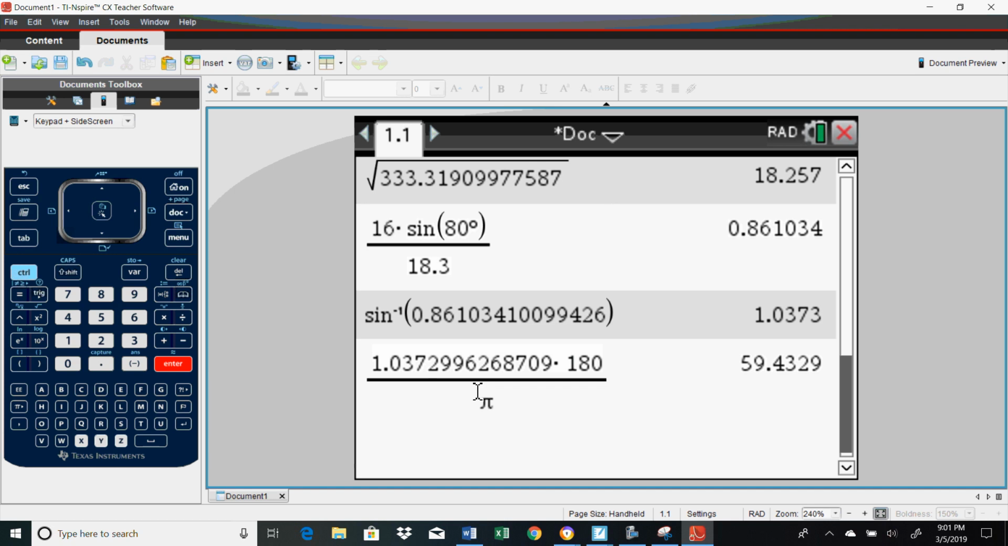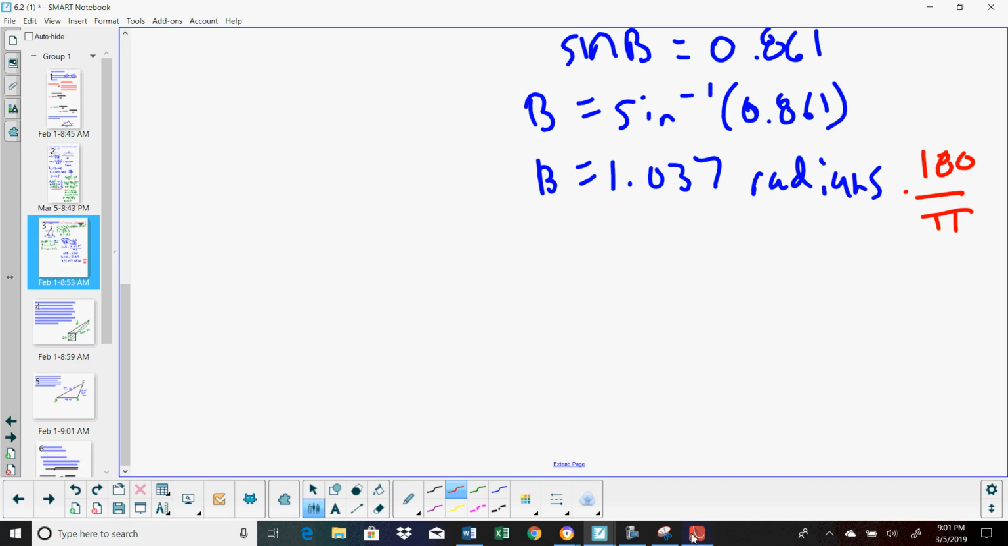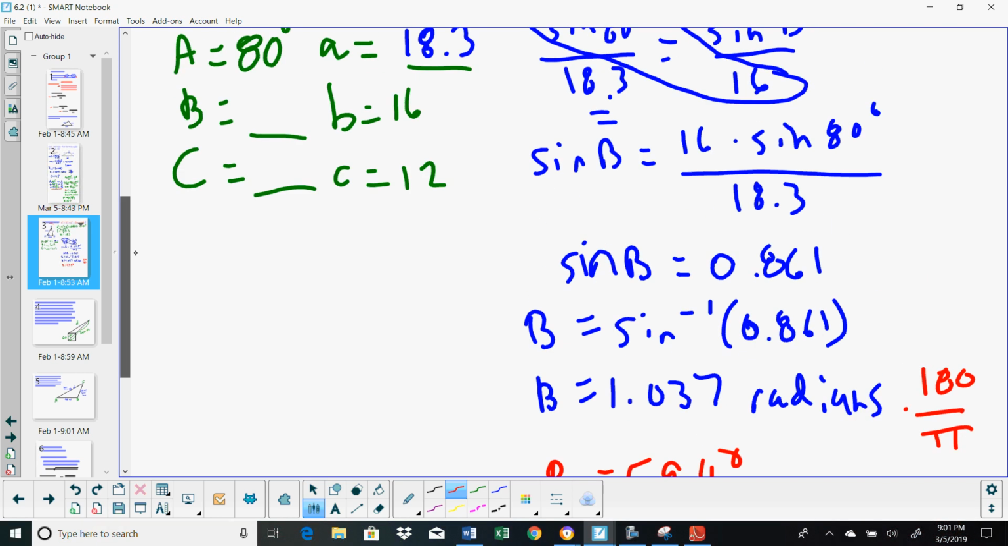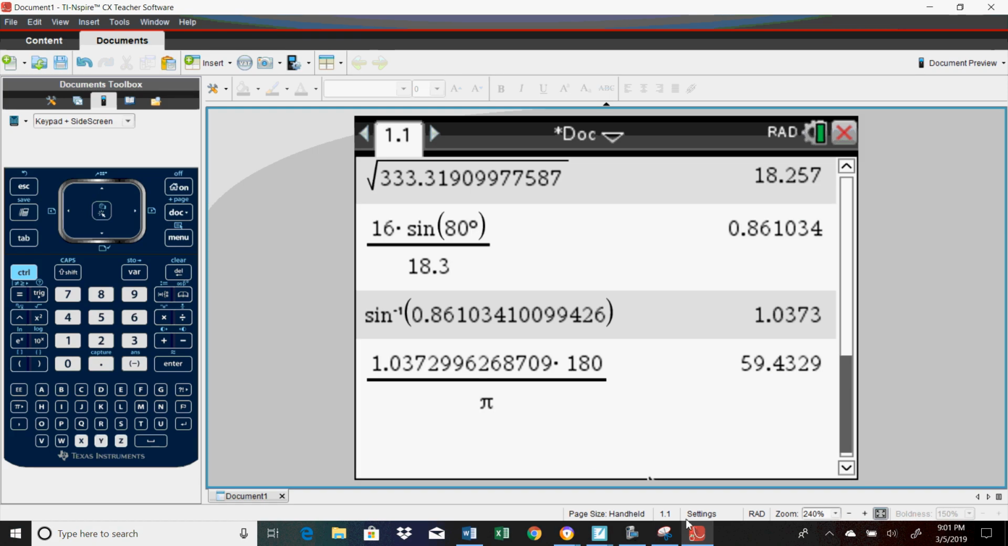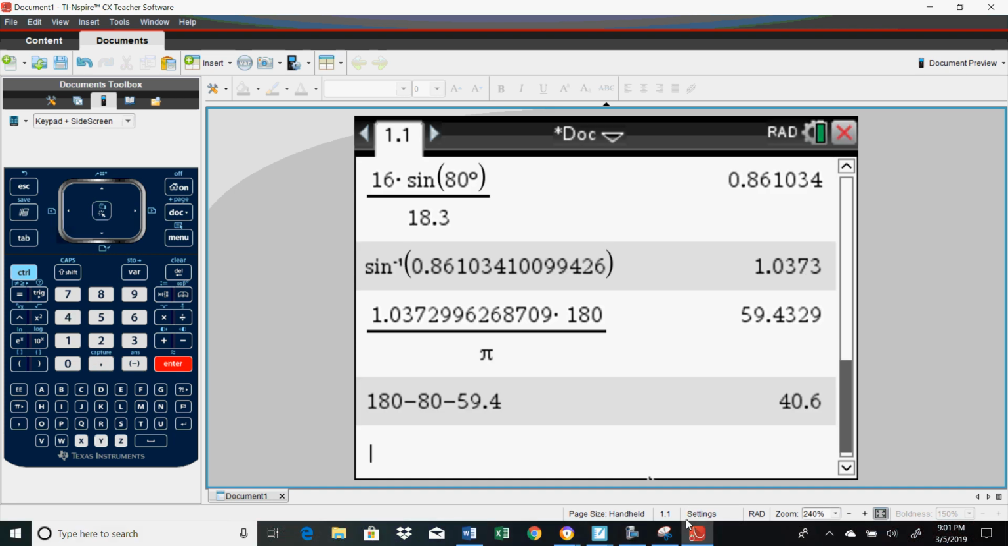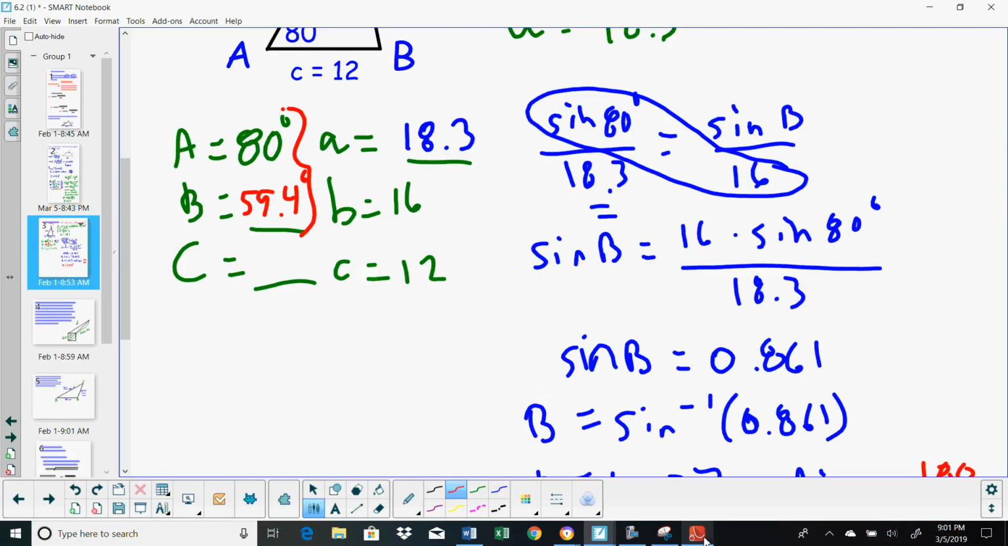And I'm getting that the angle is 59.4. So angle B is 59.4 degrees. So let's go back up and pop that in here. And now I can just add these guys up and subtract from 180 to get angle C. All right, so I want 180 minus 80 minus 59.4. I'm getting 40.6 for this last angle here, 40.6 degrees.